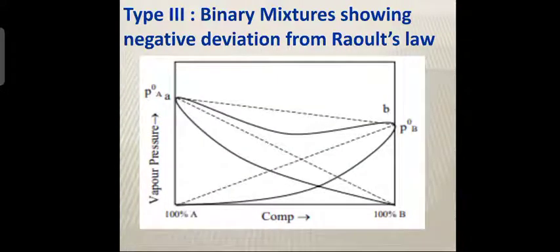Next slide. Type 3 solutions. This is the graph obtained for a binary mixture showing negative deviation from Raoult's law. So, vapor pressure versus composition curve.